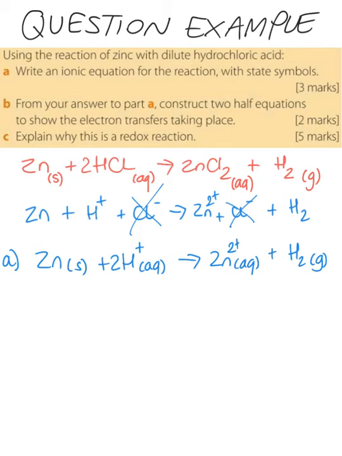Now we look at part B. It says, from your answer to part A, construct 2 half equations to show the electron transfers taking place. So that question has actually given you a clue. It's told you what a half equation is. A half equation will show you what is happening in terms of electrons from here to here, and what is happening in terms of electrons from here to here.